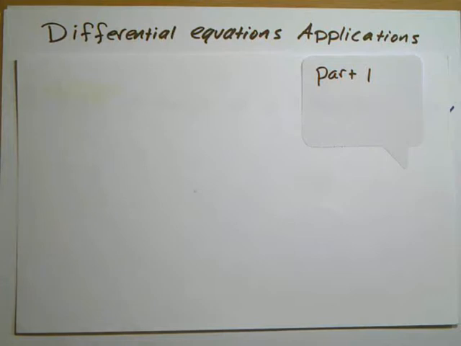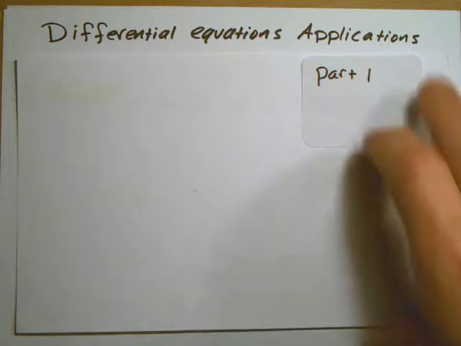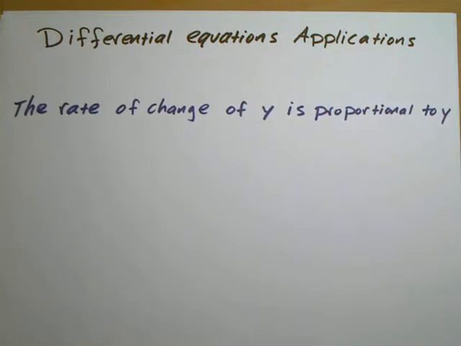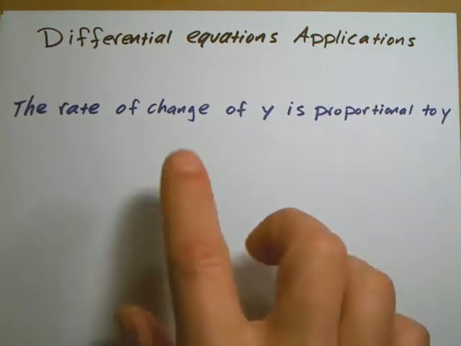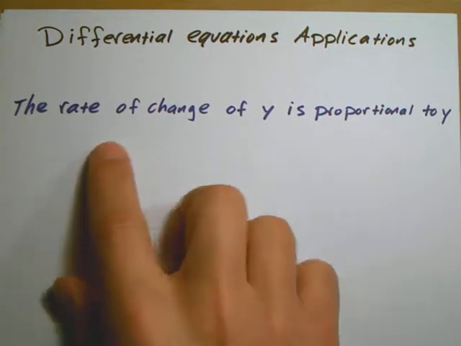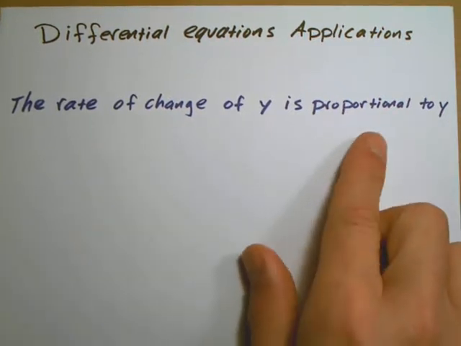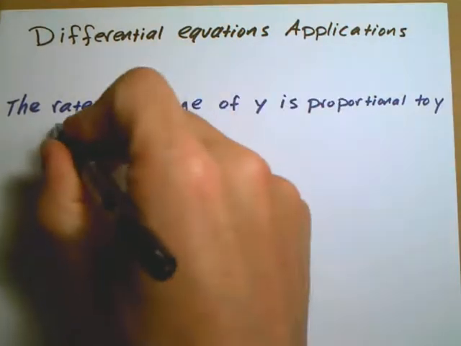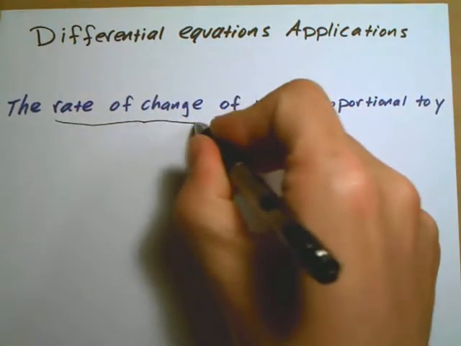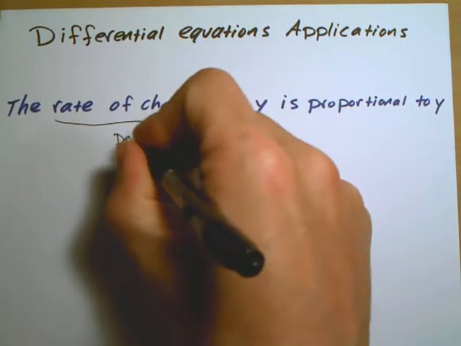This is part one of differential equation application, and most of what we'll be doing as far as applications is based off of this expression. So the rate of change of y is proportional to y. So what this means, the rate of change just means a derivative.